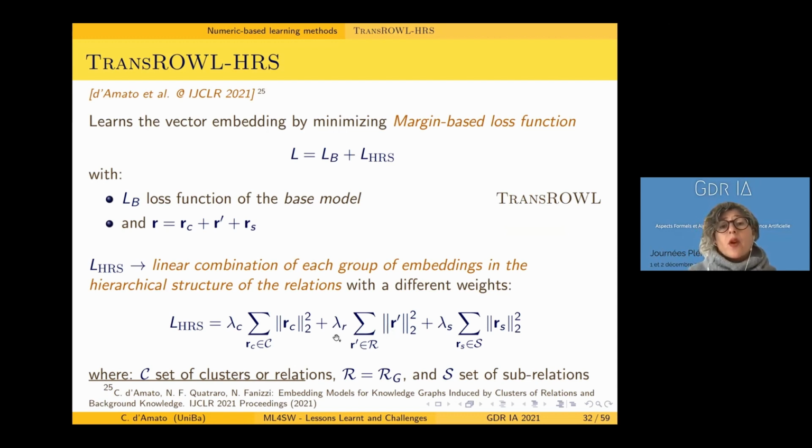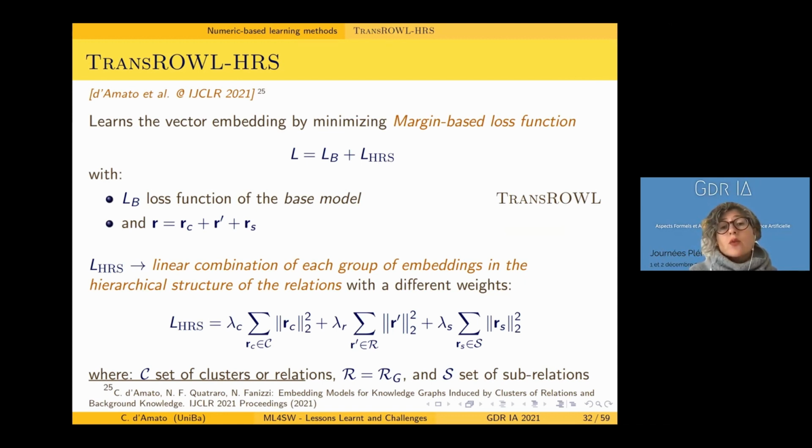And the loss function is actually given by the summation of two different components. The first one is the loss function of the base model, which for our case was TransR-OWL, or its variant TransR-OWL-R. The second component is the loss function, which is computed by considering the hierarchical relational structures.